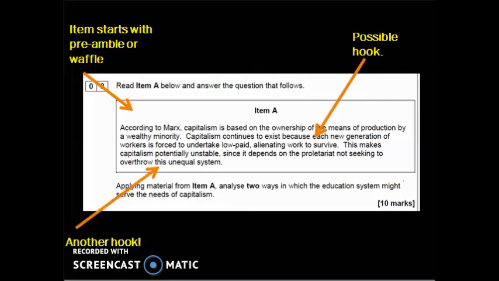Another hook, this time it links to the ideological or brainwashing function: depends on the proletariat not seeking to overthrow this unequal system. So how does education do this? You could use the idea of meritocracy and attributing failure to the working class as being personal failure and not a failure of capitalism. That could illustrate that point there.